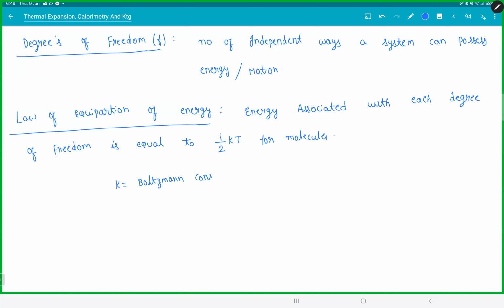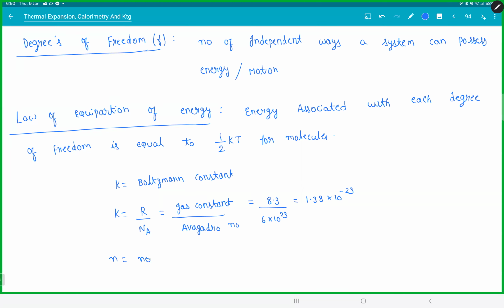K is actually given by R by Na. R is your gas constant. Na is your Avogadro number, 6 into 10 power 23. So when you substitute the values, 8.3 by 6 into 10 power 23, this turns out to be around 1.38 into 10 power minus 23. That's the value of the Boltzmann constant K.